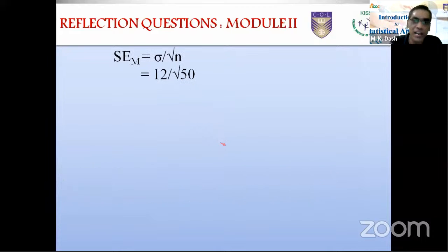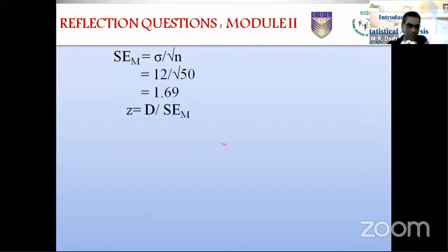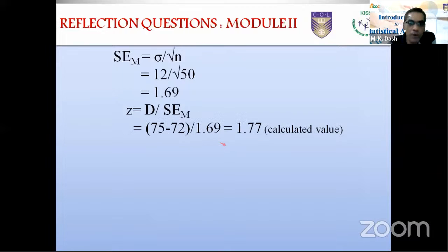Now, find out the standard error of mean, already known to you: sigma by root over n. If you find, you will get the standard error of mean as 1.69. Then find out the Z value, already known to you: the difference divided by the standard error of mean. What is the difference? Population mean minus sample mean, the difference between the two means. 75 was the population mean, 72 was the sample mean. So you will get 1.77. So 1.77 is the Z value that we call the calculated value.